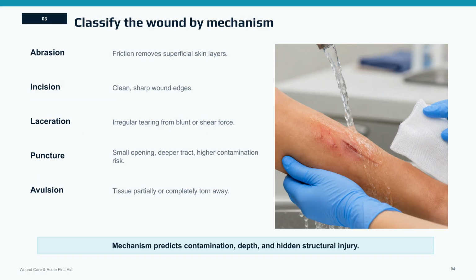We classify wounds by mechanism: abrasions, incisions, lacerations, punctures, and avulsions. The mechanism is important because it predicts contamination, depth, and the potential for hidden structural injury. For instance, a deep puncture carries a high contamination risk.